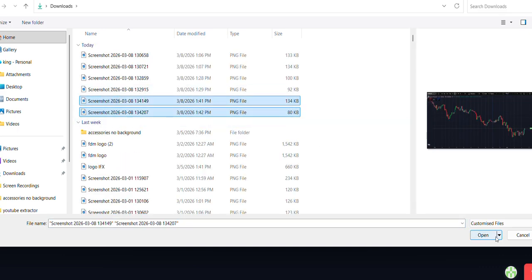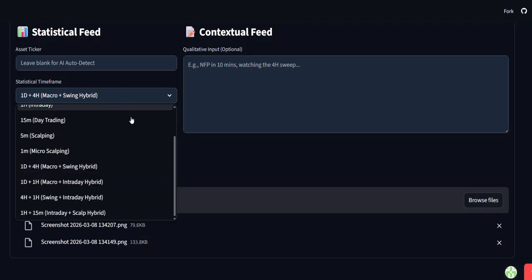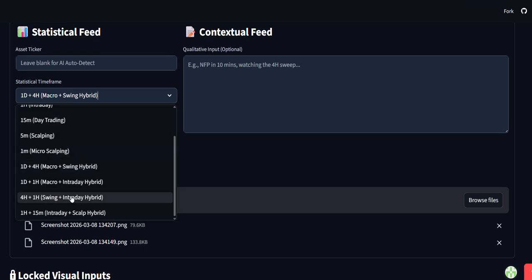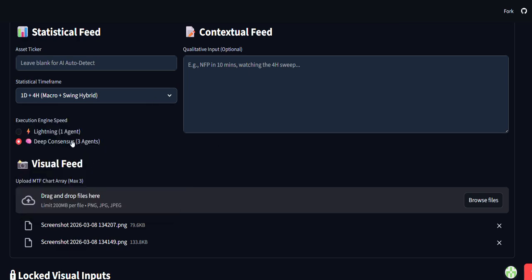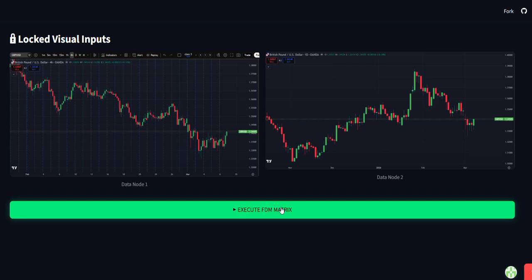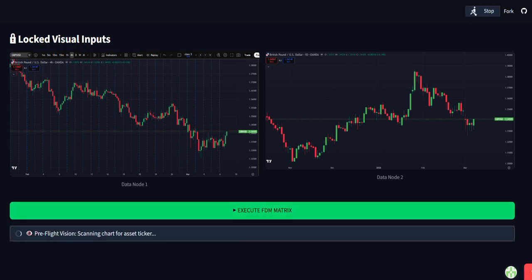Add the screenshots. This is move to 1D 4H. For the daily, I use the 1H plus the 4H. Okay, deep consensus. Execute.